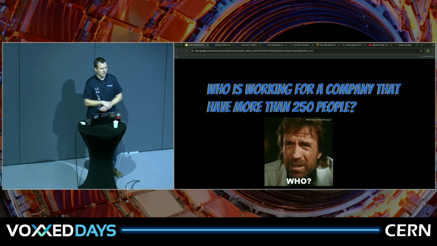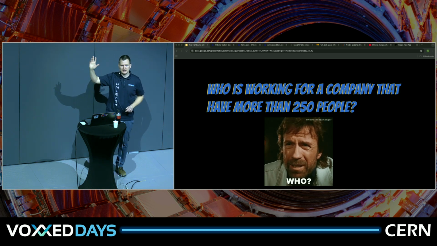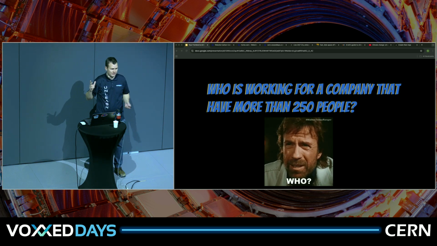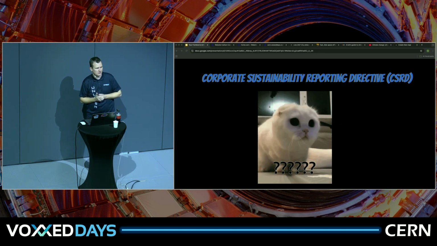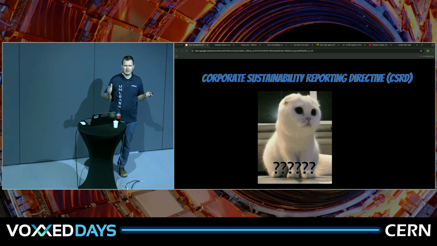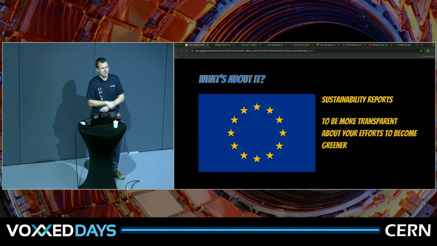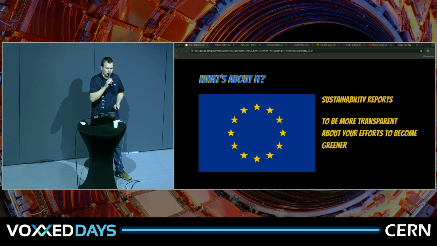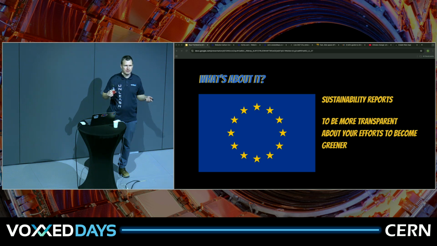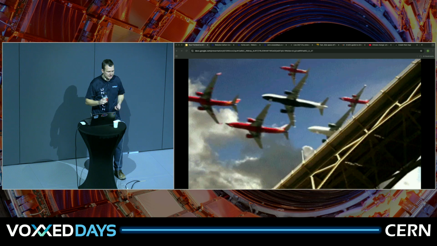Who's working for a company with more than 250 people? Can I have a raise of hands here? That's like everybody. Nice, good. So then you need to comply with a certain law, and that's called the CSRD. And you're thinking, what's the CSRD? That's a law, and it's a sustainability report, just like you have a financial report. It's to be more transparent about your efforts to become greener, and it's also giving your customers a good impression of how you're dealing with this problem.